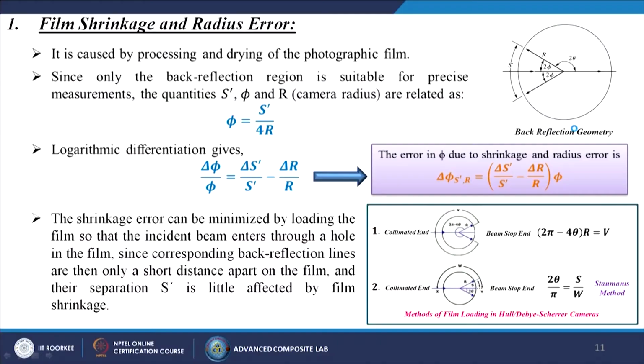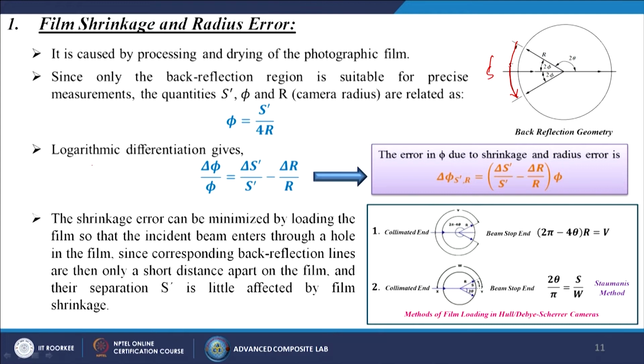Since only the back reflection region is suitable for precise measurements, the quantities S prime, phi and r are related as follows. In this particular case, you can see that this zone is known as S prime, and this is r, and this angle is 2 phi. Here the incident beam is going like this, and then it is diffracted and comes through this, and S prime is the perimeter of that particular film where the diffracted beam is coming. So, phi is equal to S prime by 4r, actually S prime by r is equal to 4 phi.